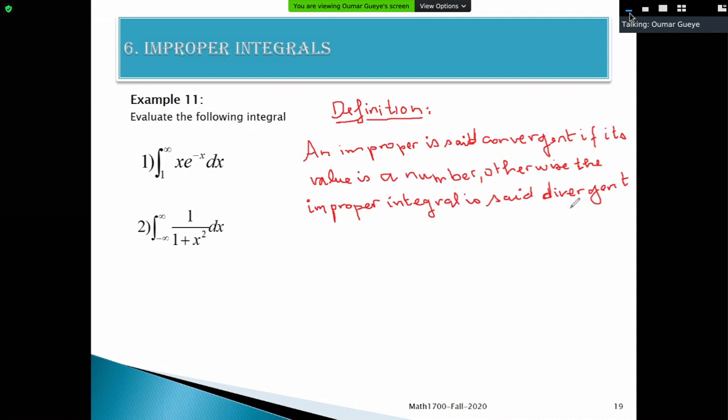Okay. So for example, here when we calculate, we got 2 over e. So this integral is convergent because its value is equal to a number. For the second one, same thing, because when we calculated, we got pi. And for both integrals, you have an improper integral which is convergent. Oh, okay. I wrote here improper. The word integral is missing here. Improper integral.